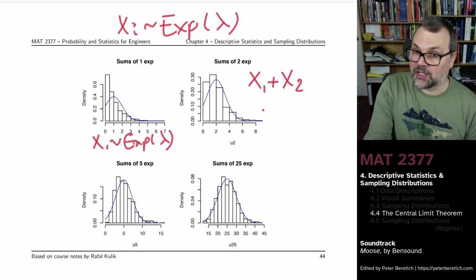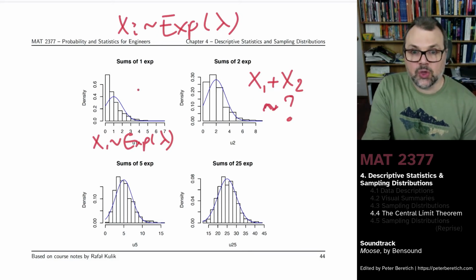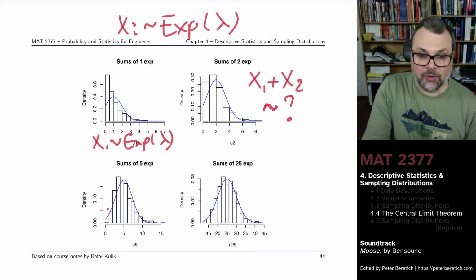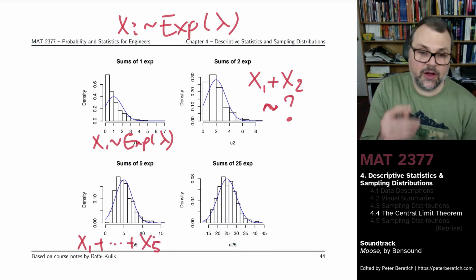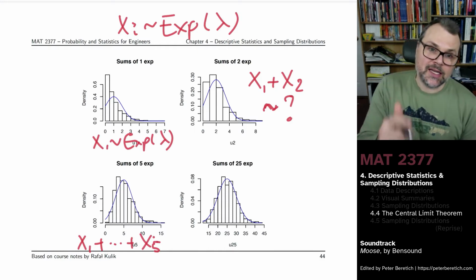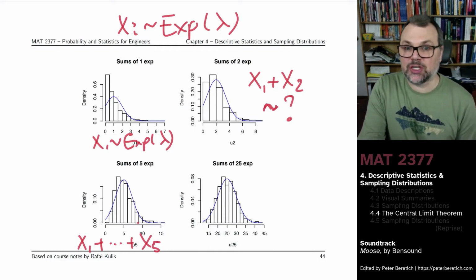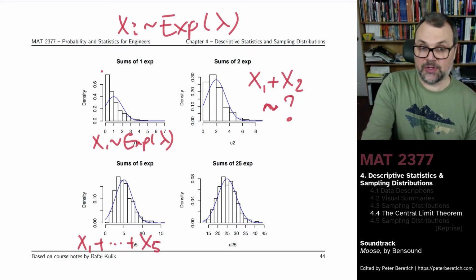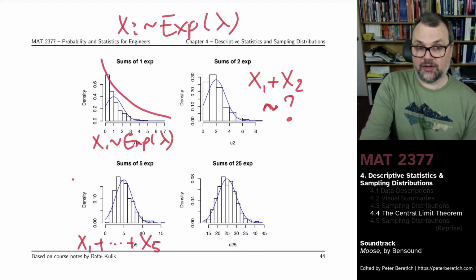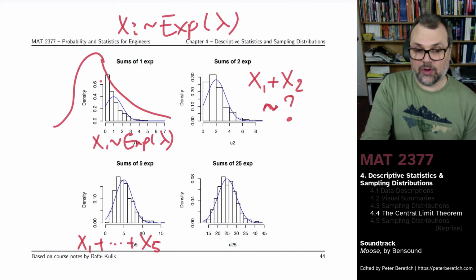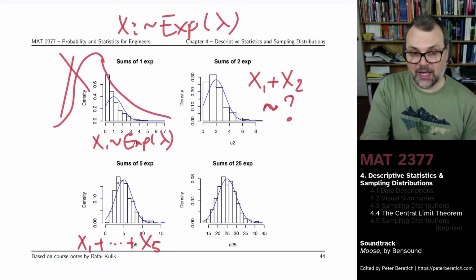So x1 plus x2 follows, well, what does it follow exactly? It's just a new distribution. I'm going to look here at x1 plus x2 plus x3 plus x4 plus x5. It still follows a new distribution. It is not looking very exponential anymore, right? The exponential always sort of goes down like this. There isn't going to be a turning point, so it's not very exponential anymore.